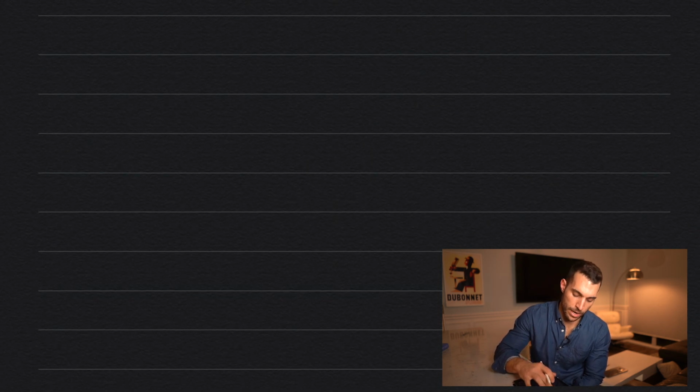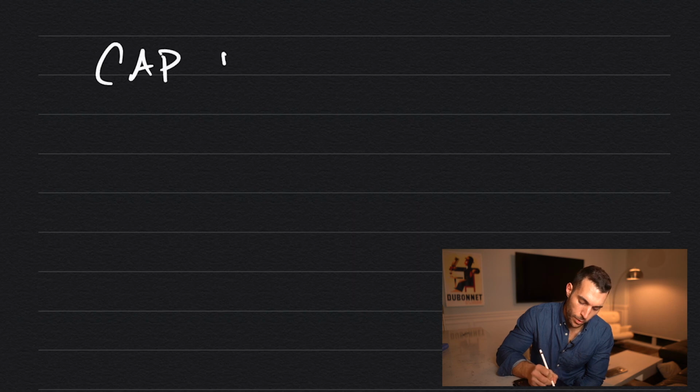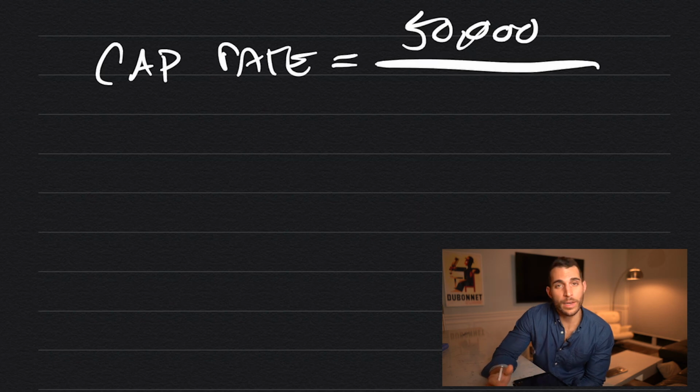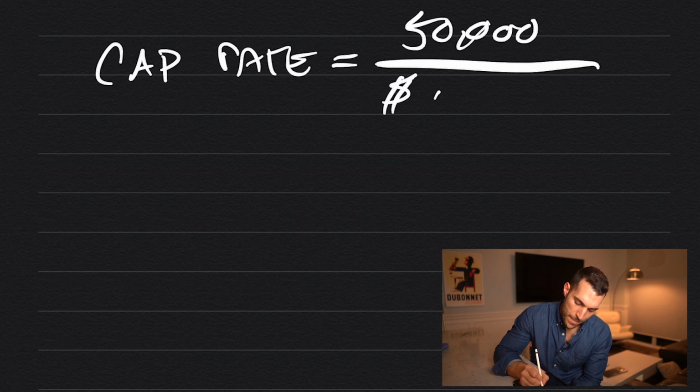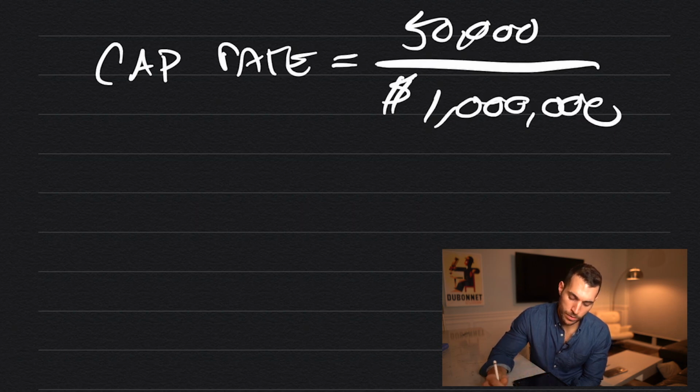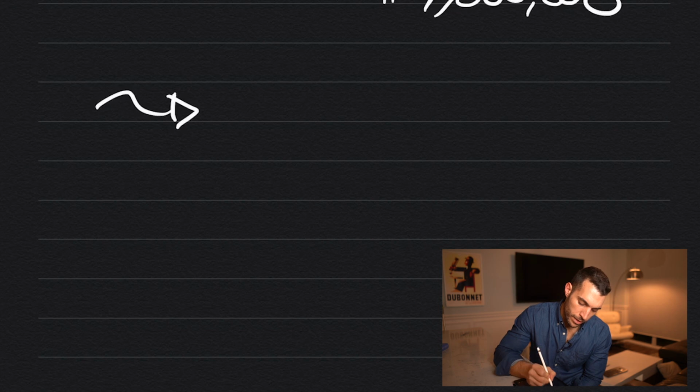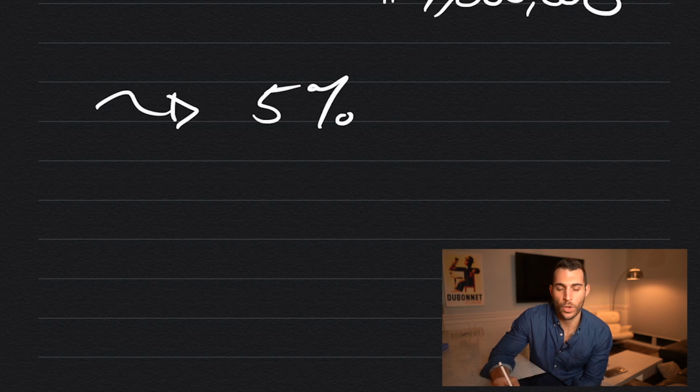To get to the cap rate now, we can put this into our equation. Cap rate equals, as we said, net operating income, which we now know, $50,000, divided by, let's say this property is being sold for $1 million. Now, for you savvy guys and gals out there, 50,000 divided by a million, we get a 5% cap rate, or 0.05 as a decimal.